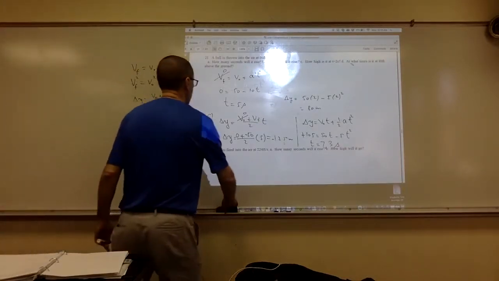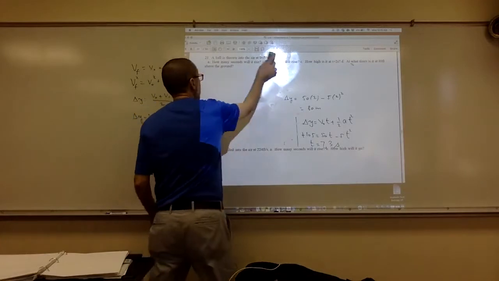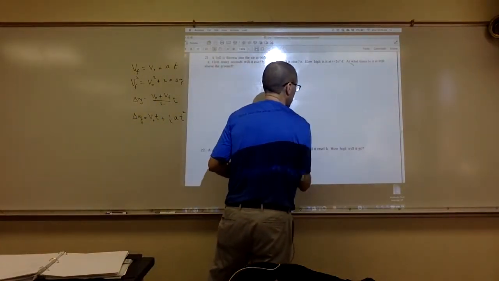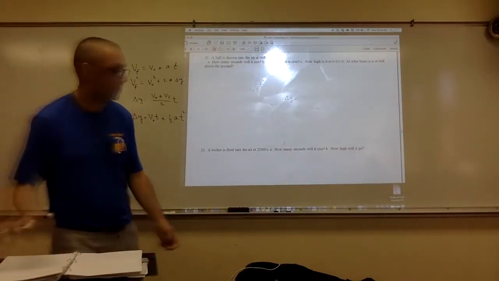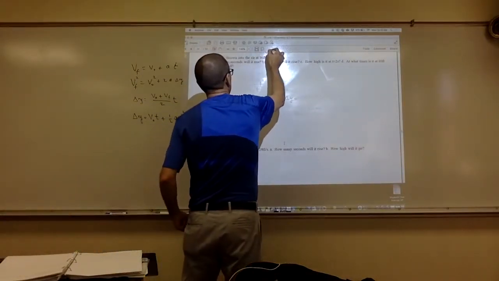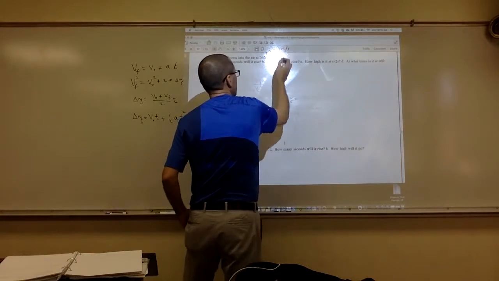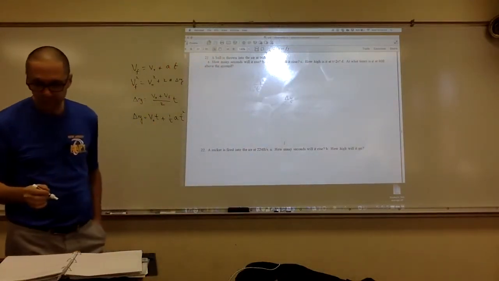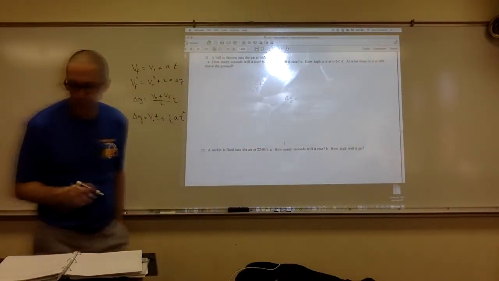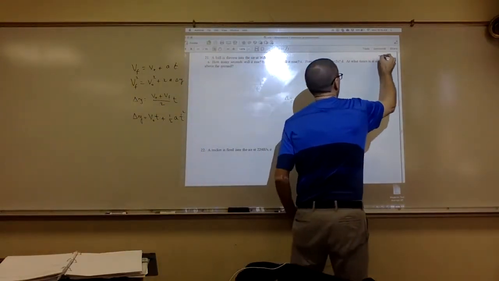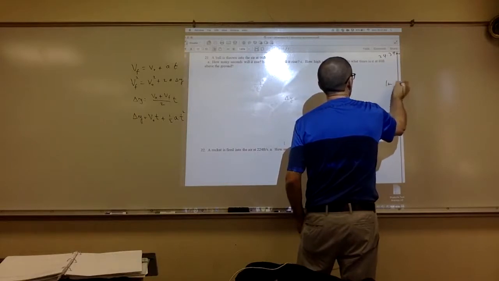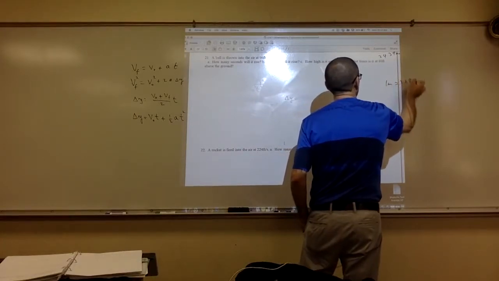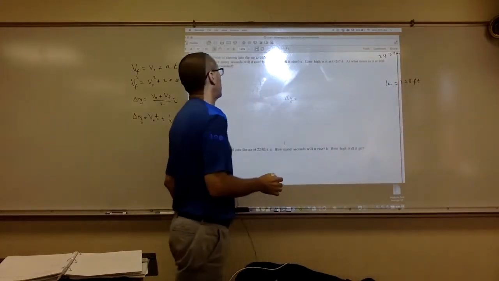Now, 21 talks about distances in feet and the velocities in feet per second. So I'm going to change feet per second to meters per second. So this is 29.27 meters per second. 80 feet is 24.39 meters. In other words, we're going to use 1 meter is about 3.28 feet. That's how we're going to do it.